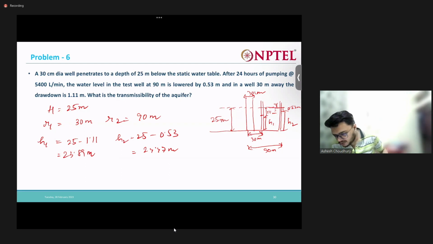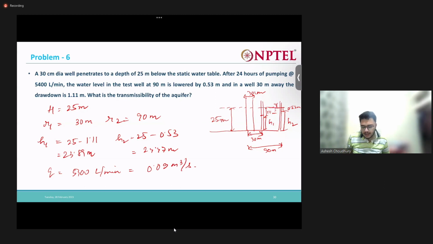Right, now also my flow is given. Flow discharge is nothing but this is the discharge. If I represent it in terms of meter cube per second, this will be 0.09 meter cube per second. Okay, now we have all the data that is required.